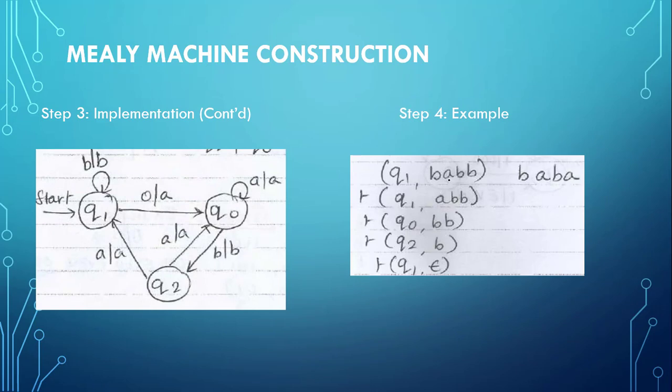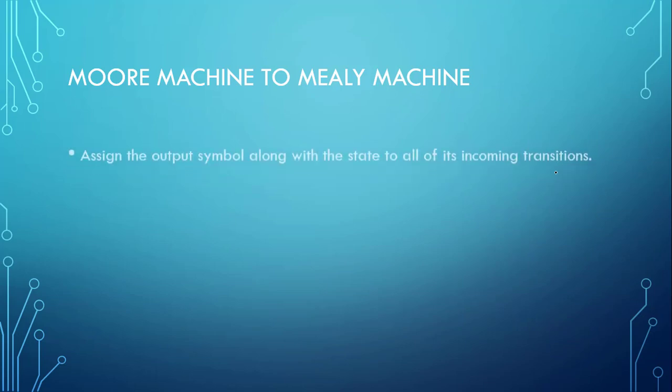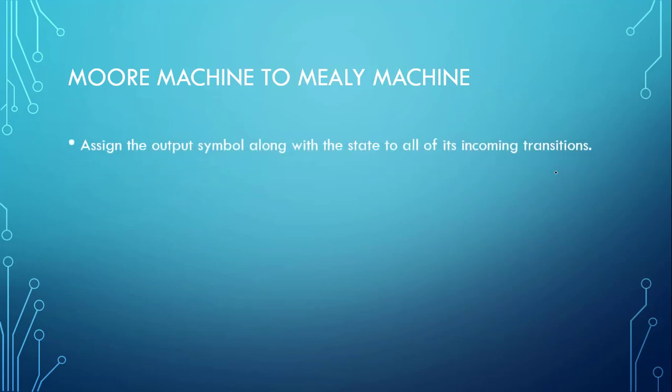So we have BA, BB. So as soon as it encounters the last bit of ABB, it will change that bit to A. As in the previous session we had discussed, we cannot interchange or change the intermediate bits, but we can change the last bit of any input symbols. Okay. Now we will see the conversions of Moore machine to Mealy machines.